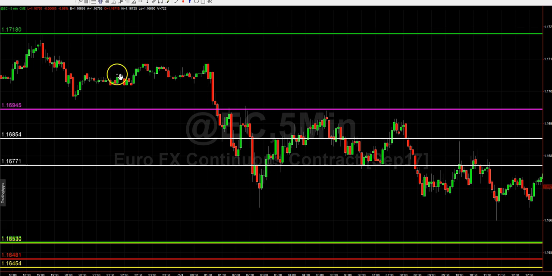This is the euro. You can see, just to give you some time and space, this is 2 a.m. This is 8:30 U.S. market open. Okay, so you can see, I'm going to highlight it so everyone can see. First touch into the white zone, rotation back up. Second touch to the back of the white zone, rotation back up. Finally, the white zone breaks.